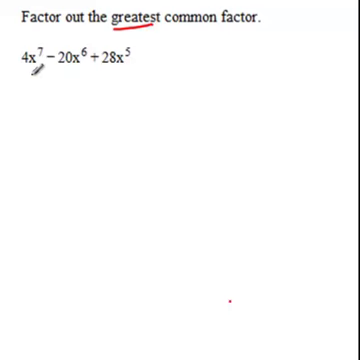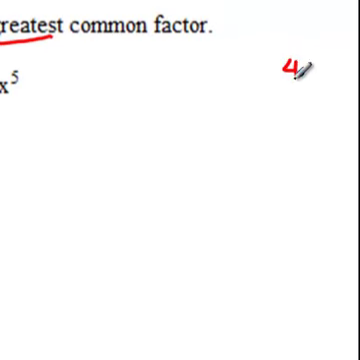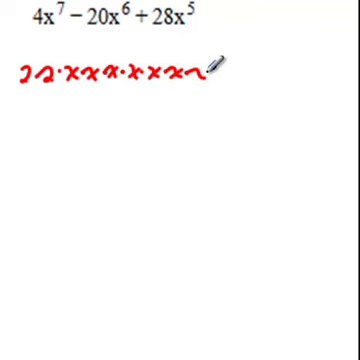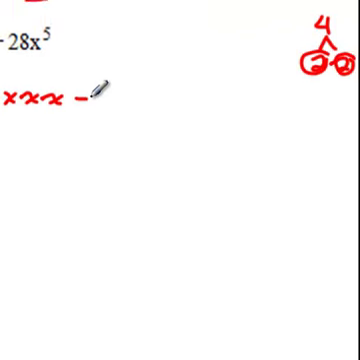I'll take each one of these terms and prime factor it. So for example, 4, we would prime factor because it is not prime. It's 2 times 2. 2 is prime and 2 is prime, and so to prime factor 4x to the 7th, remembering your variable, you have 2 times 2 for your 4, and then x to the 7th would be written out as x times x times x, 7 times. That's the first term.